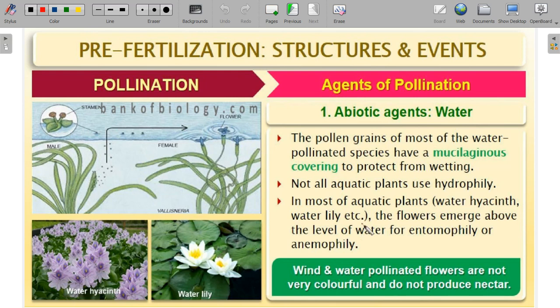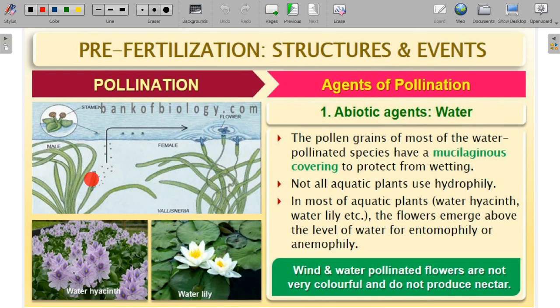So in water hyacinth and water lily, the flowers will emerge above the water. You can see in water lily and water hyacinth, though the plants are aquatic, flowers are exposed to the air. Therefore, the agent here is entomophily, that is insects or wind. So not all aquatic plants require water for pollination. For example, in water hyacinth and water lily, the flowers are exposed above the water. But in Vallisneria, the flower is near the surface of water, not above the surface of water. And when you look at Zostera, it is below the surface of water.